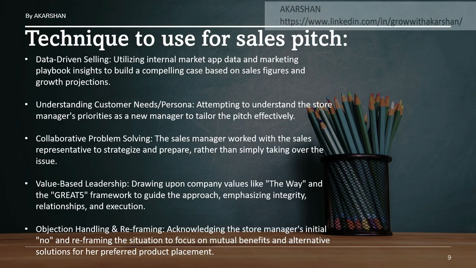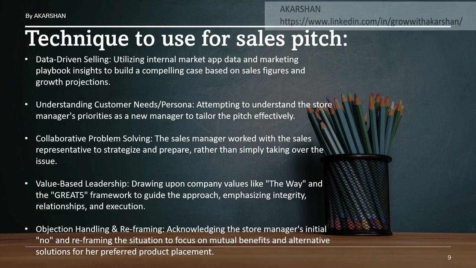Objection handling. People will say no to you, or people will ask you different questions, like why your company and why not another company, why your product and not another product, and why should I use any product at all. So you have to frame your sales pitch in such a way, and if required, reframe it, right? Don't take no for an answer.